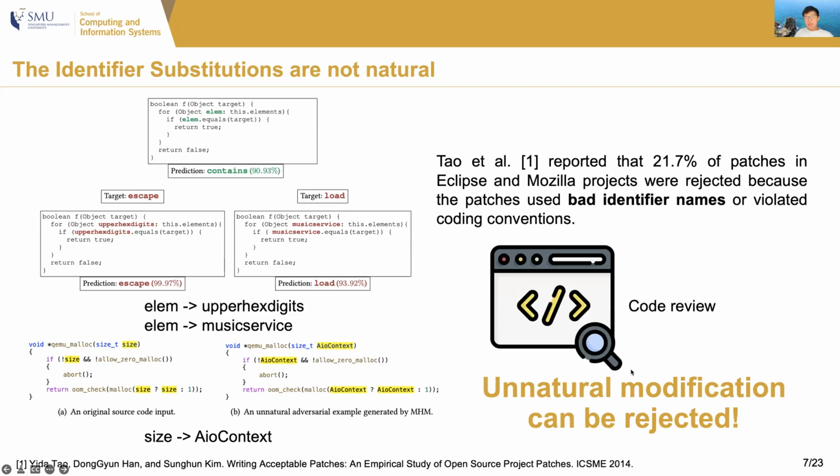However, software development is still a human-in-the-loop activity. Code review is widely adopted as one of the best practices in many countries and companies. Researchers reported that over 20% of patches in Eclipse and Mozilla projects were rejected because the patches used bad identifier names or violated coding conventions. If we look at the adversarial examples on the left side, changing the variable name alum to upper hash digits or music service is actually not natural. These two new identifiers have their own specific meanings and clearly cannot fit into the context. They are very likely to be treated as bad identifier names, and such obviously unnatural adversarial examples might be able to fool the model, but can be rejected by humans.